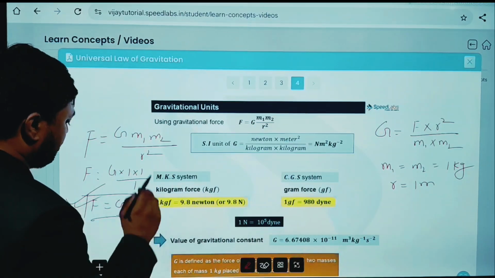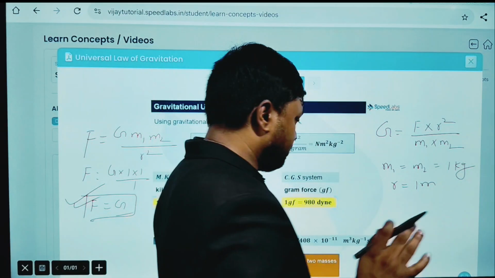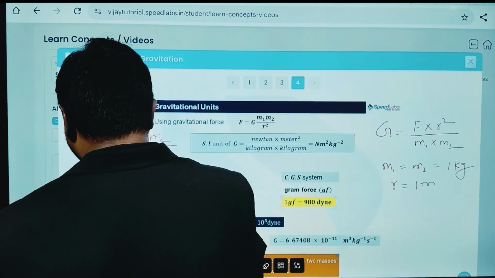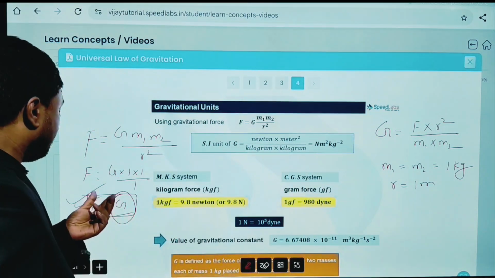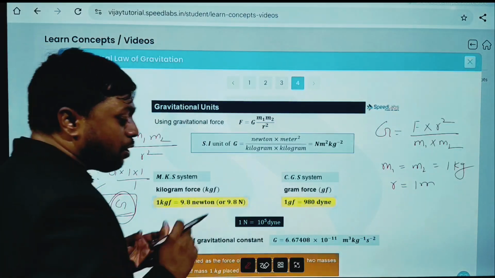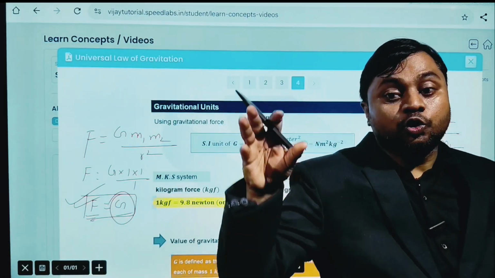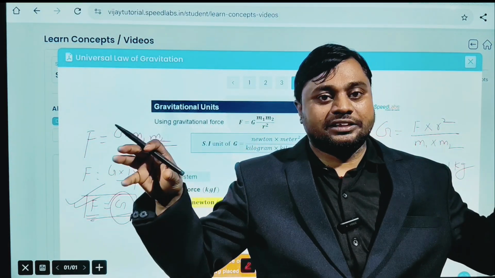So what is G? How will you define G? If they ask you to define G, the universal gravitational constant, it is the force acting on the two bodies of unit masses.